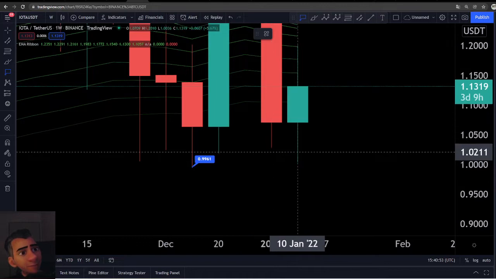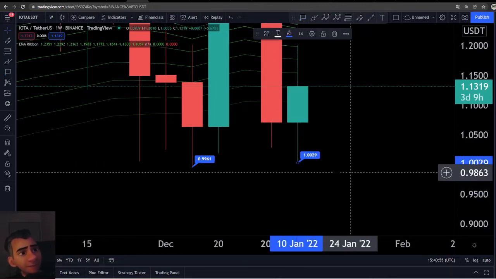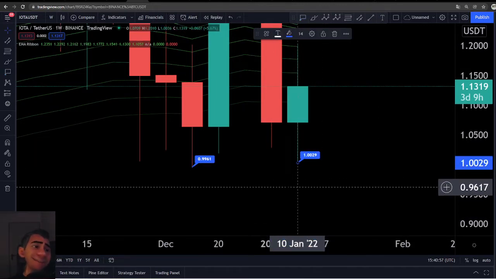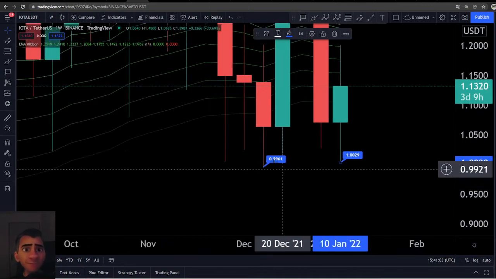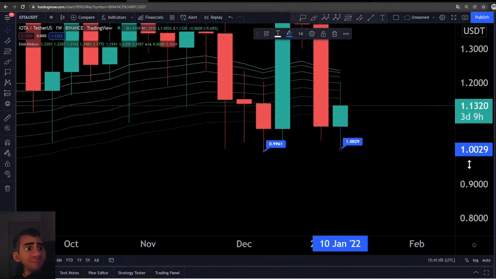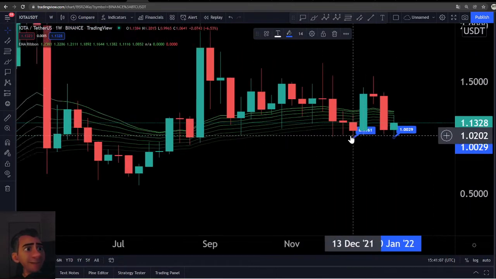996. And we saw this wick to the downside, $1. So this is a higher low. If we are watching this on the daily time frame, this is a higher low and this is good. This is really good. But we need higher highs.